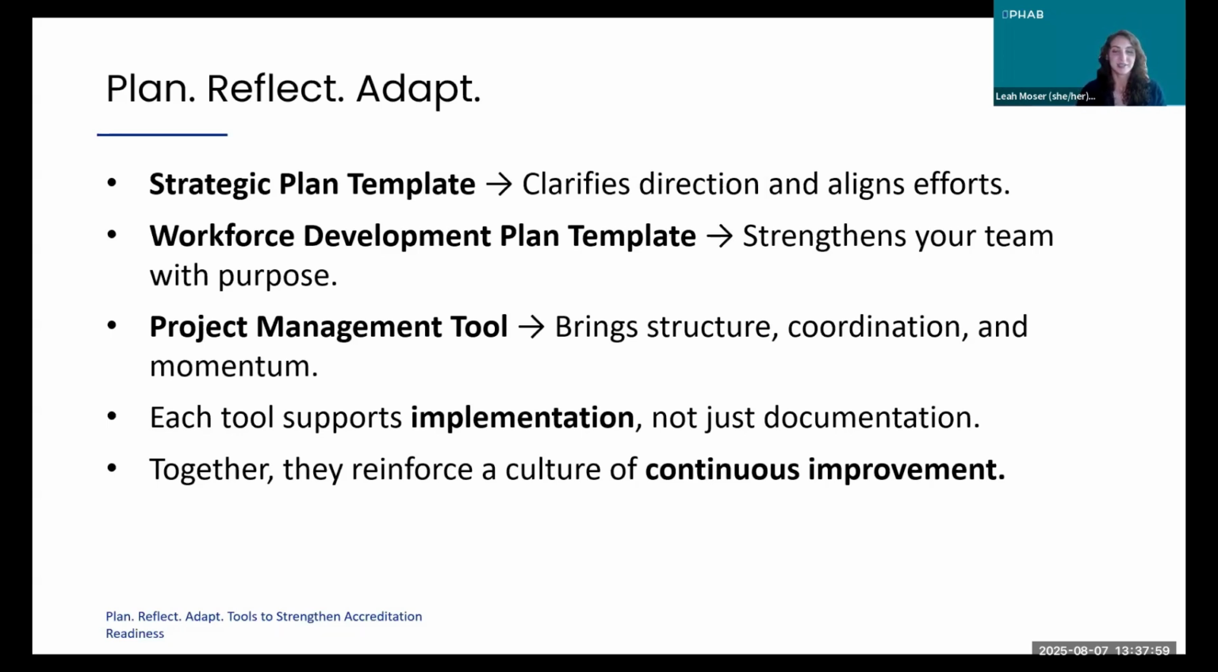The strategic plan gives you a clear roadmap of where you're going and how you'll get there. The workforce development plan ensures you have the people and skills in place to continually grow and progress. And the accreditation project management tool helps you stay organized and accountable, turning plans into progress and moving your accreditation efforts forward. Most importantly, these tools were not meant just to meet requirements or just to check a box, but they were designed to help you implement, coordinate, and improve in real time. Used together, they can reinforce a culture of performance and quality improvement where your team feels like they have the clarity, collaboration, and flexibility to adapt when needed.